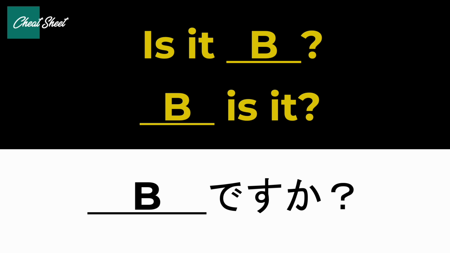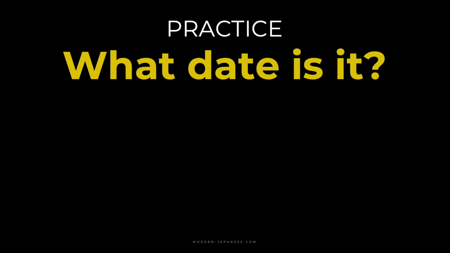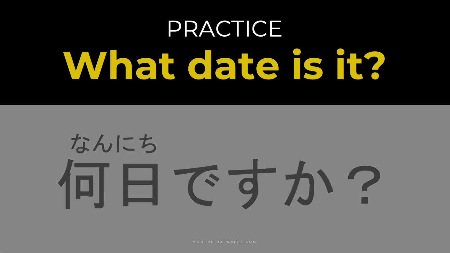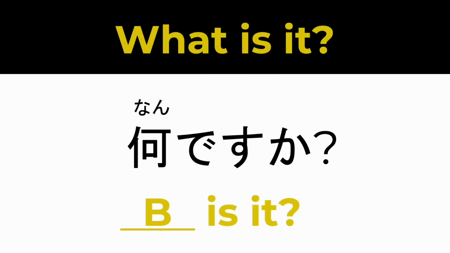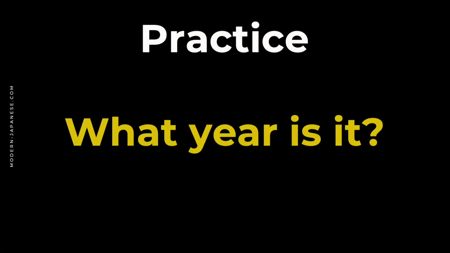Alright, here's another template for you. Simply drop the wa from the previous cheat sheet we covered earlier and make it simple. This form will turn B into a simple question format. For example, what date is it would be translated to nannichi desu ka? Here, nannichi represents the B part of the structure. 何日ですか？And another example, what is it, becomes nan desu ka, and nan represents the B part. 何ですか？Now you know the structure, try to say what year is it in Japanese.